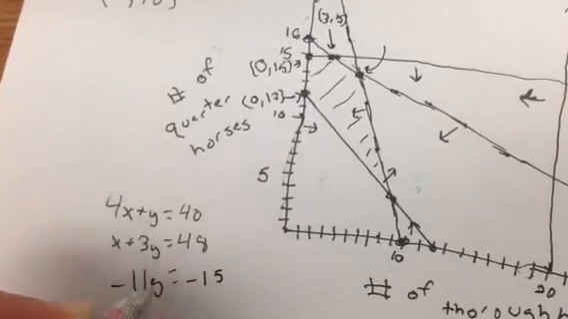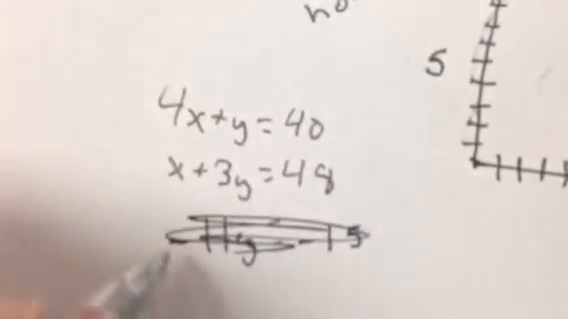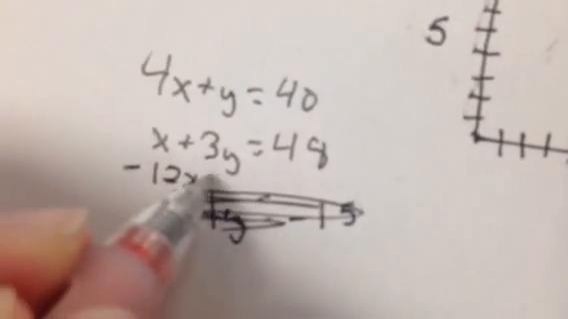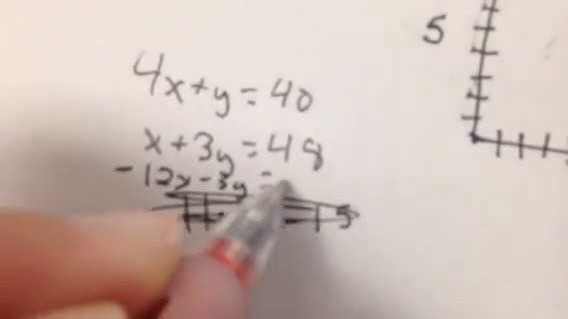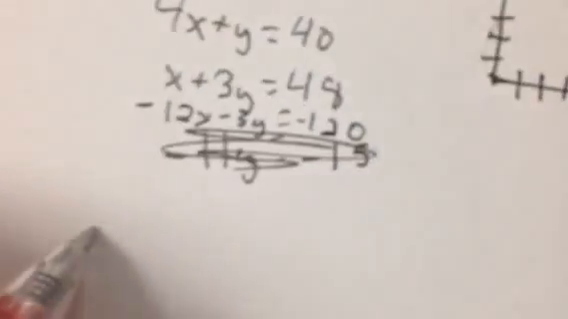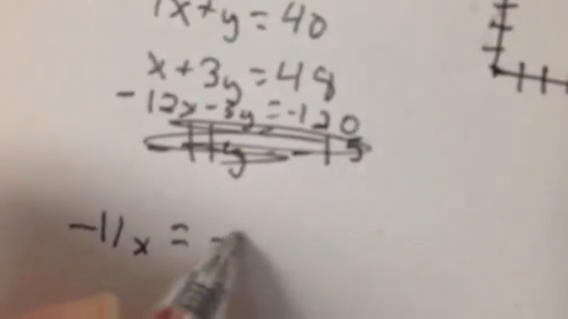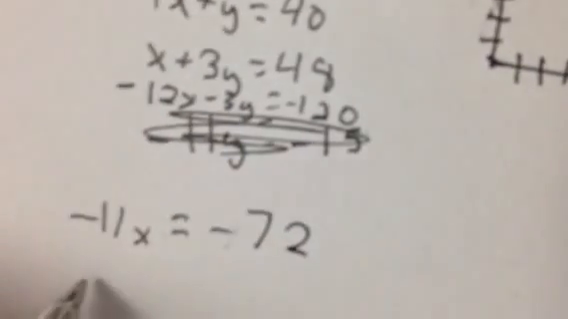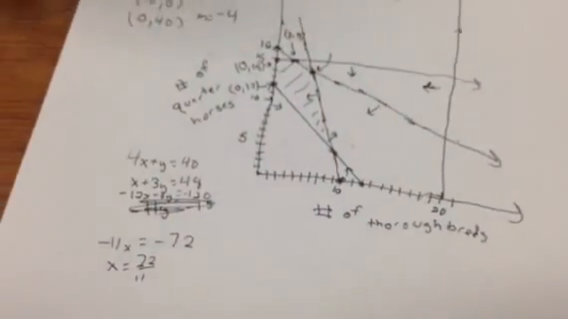I'm doing this without a calculator in my head, so it's not going to be accurate. Let's see here. Let's multiply this one by negative 3. Negative 12x minus 3y equals negative 120, and then negative 11x equals negative 72. You hear the bell just rang, so we're going to have some problems there. This should give you a good start on the direction that you would head with this one.